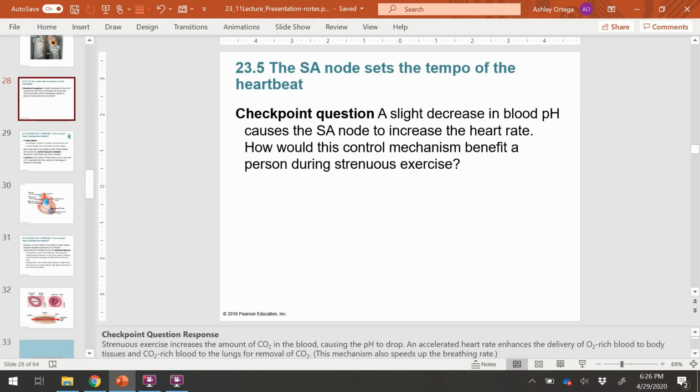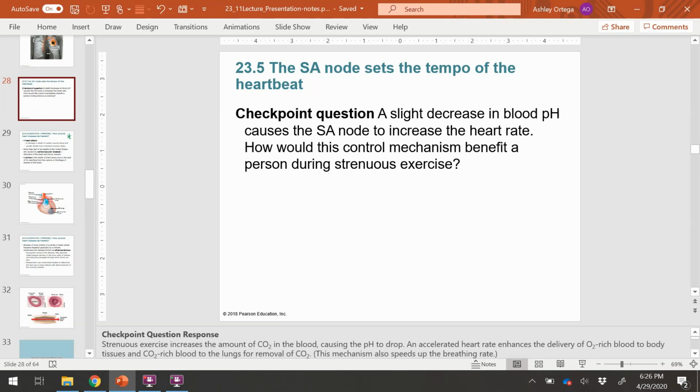All right, so here is a checkpoint question. A slight decrease in blood pH causes the SA node to increase the heart rate. How would this control mechanism benefit a person during strenuous exercise? So this is going to be a slight decrease in blood pH.